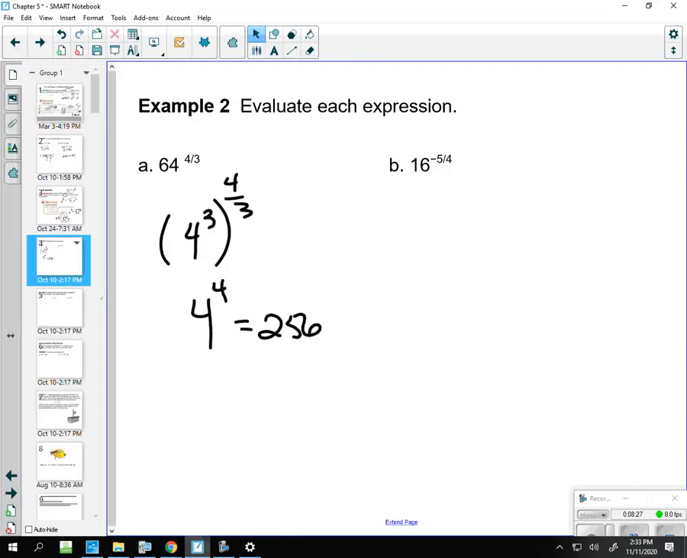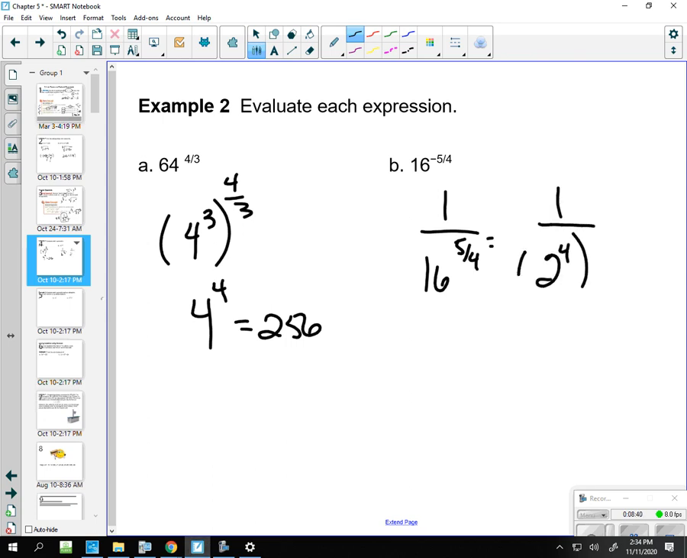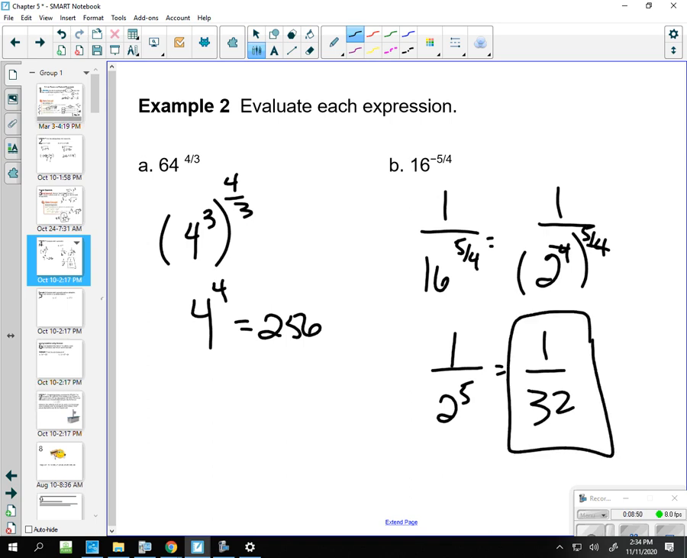Next one. Now, again, I am not going to use a calculator on this one. Negative power means the reciprocal. So it's 16 to the 5/4. 16 is 2 to the 4th. Exponent rules say when you have a power raised to a power, you multiply the powers together. And so I'm going to guess that the answer to this question is 1 over 32.